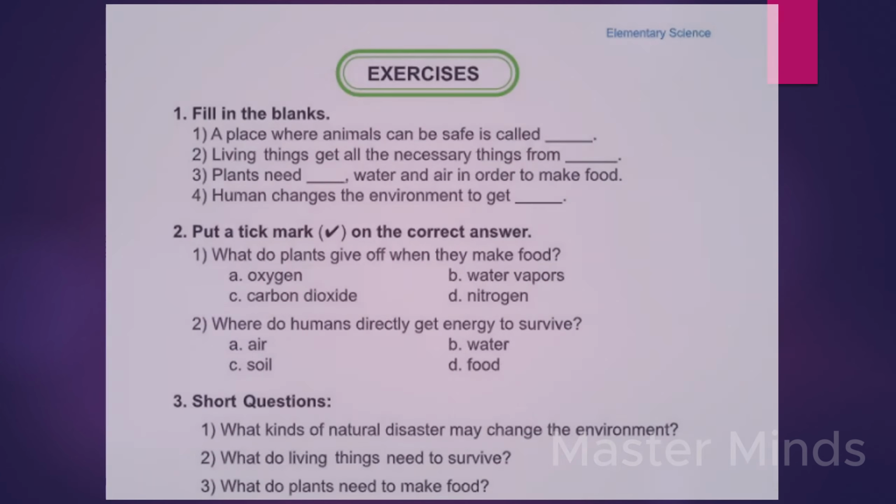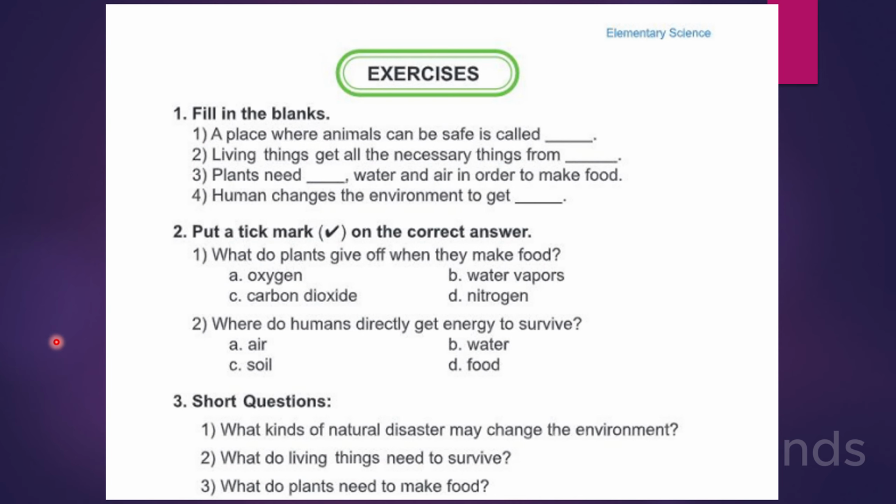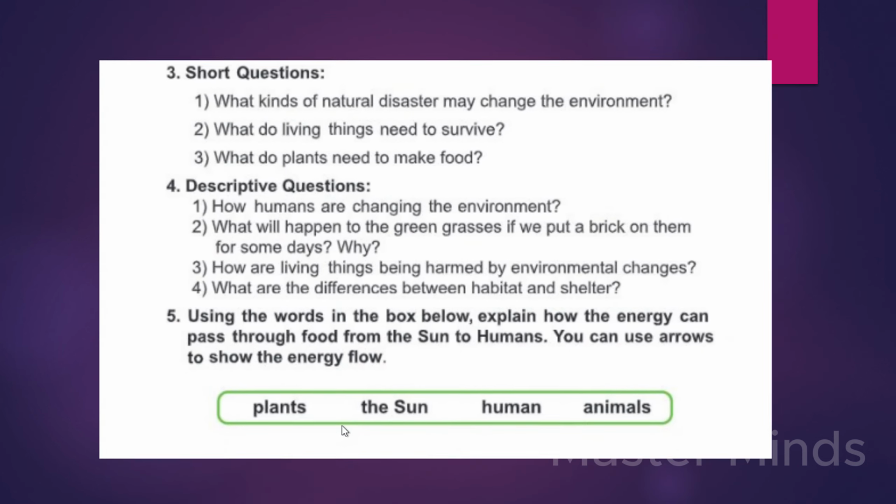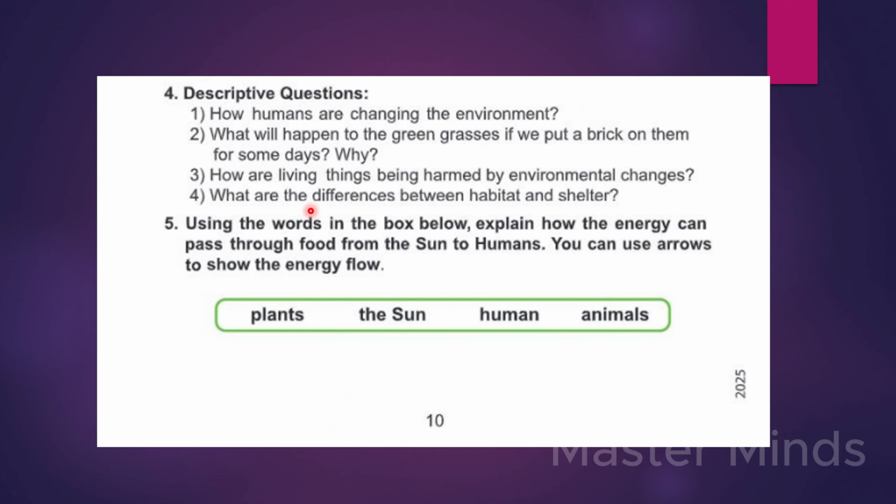Next page. Exercises. 1. Fill in the blanks. 2. Put a tick mark on the correct answer. 3. Short questions. 4. Descriptive questions. 5. Using the words in the box below: plants, the sun, humans, animals, explain how the energy can pass through food from the sun to humans. You can use arrows to show the energy flow. So let's see the answers of these five exercises.